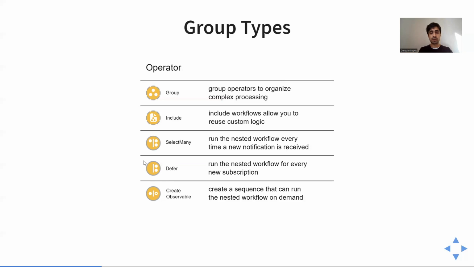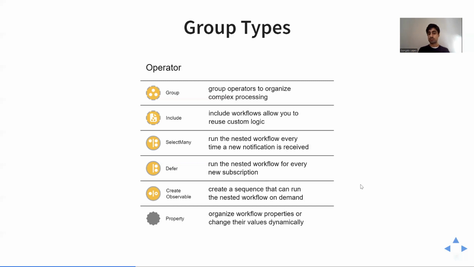Finally, there's another operator that we haven't discussed, but now hopefully with this iconography, it's easier to understand, which is called defer. If you look at it, it has the same output side as select many. So it has a nested workflow inside, and many outputs will come out. So it will run the actual workflow right away. But now the difference is the input side is empty. And why is that? The difference is that defer does not run the nested workflow for every input it receives. It just runs the nested workflow for every subscription that it receives.